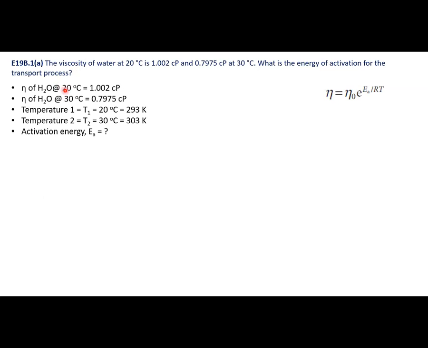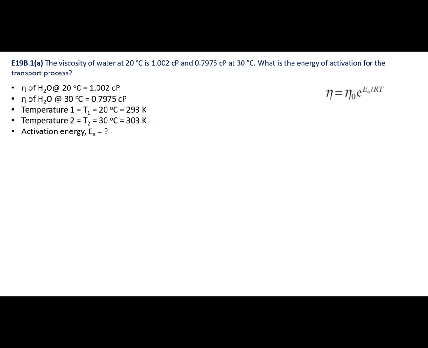So the viscosity of water at 20 degrees Celsius is 1.002 centipoise and 0.7975 centipoise at 30 degrees Celsius. So we are given the viscosity of water at two different temperatures. What is the energy of activation for the transport process? We need to determine the EA, the energy of activation.